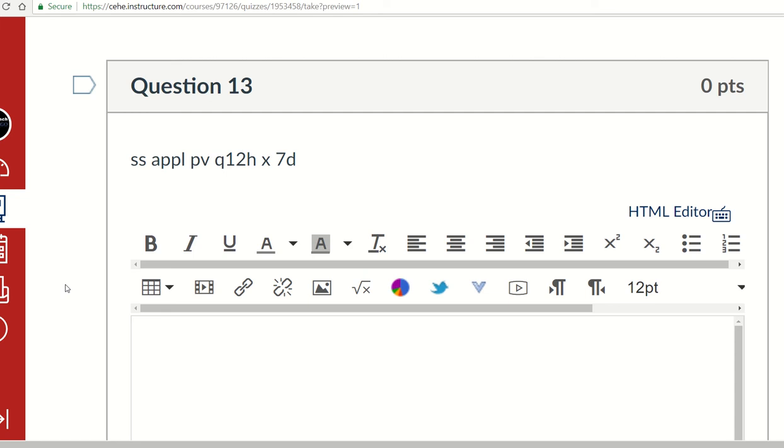Number 13. There's multiple ways to decipher this. To differentiate this from tablets vaginally, we're going to use apply. So we're going to apply the contents of the applicator. In this case, SS is how much? Half. So we're going to apply 1/2 applicator full vaginally every 12 hours for 7 days.